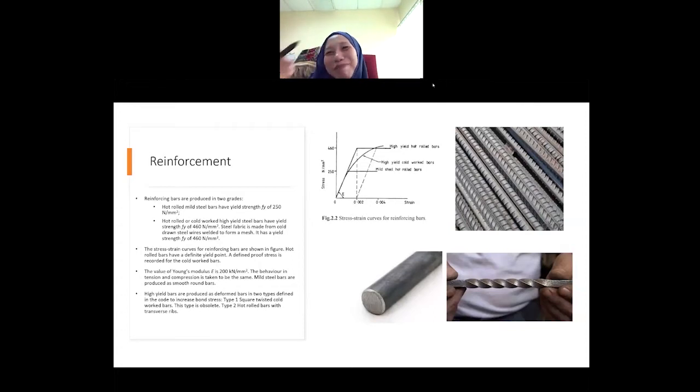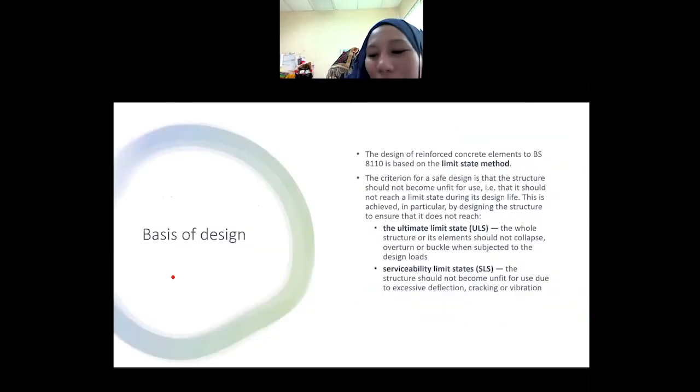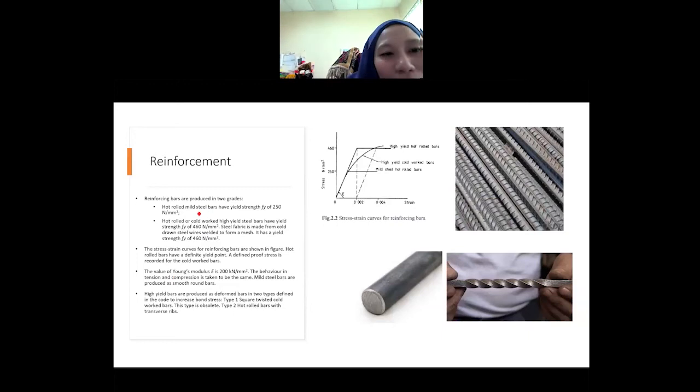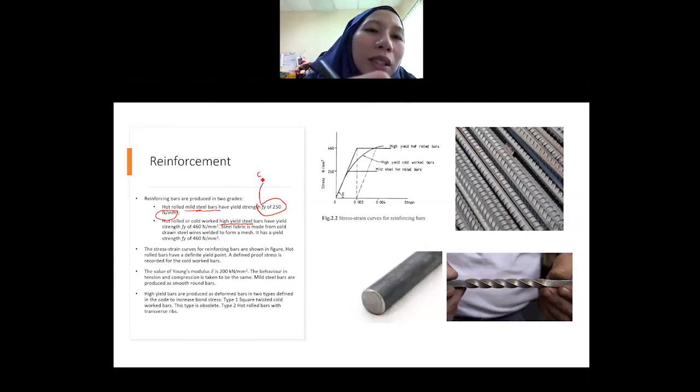Alright, so first is mild steel, and the other one is high yield steel. For mild steel, FY is 250. Okay, FY ni apa? FY ni is actually steel strength.